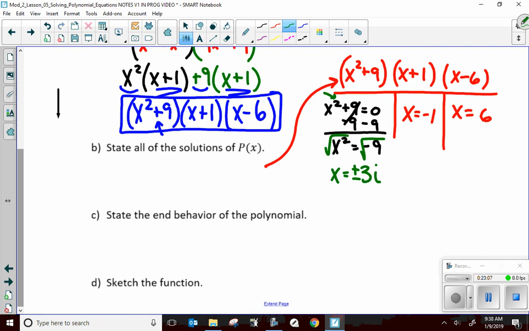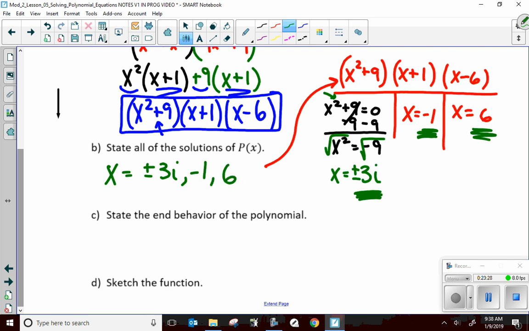I have a negative 3i. That's 1. I have a positive 3i. That's 2. I have a negative 1. That's my third answer. And I have a 6. That's my fourth answer. So all my solutions, x equals plus and minus 3i, negative 1, and 6.